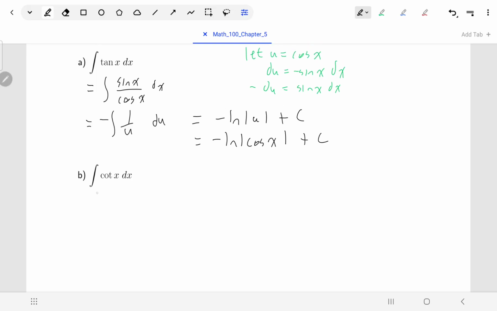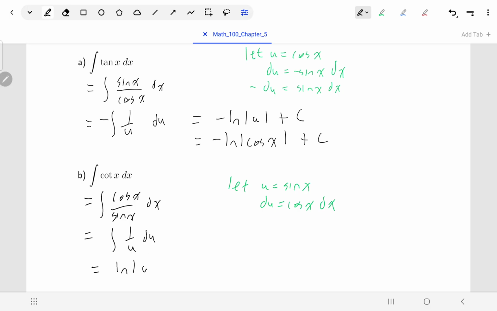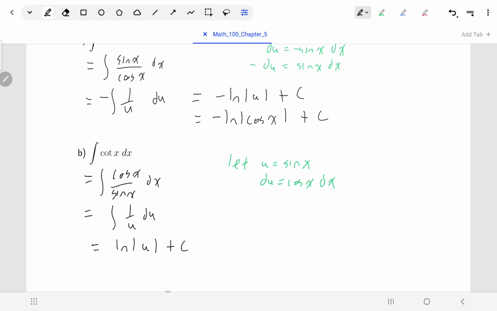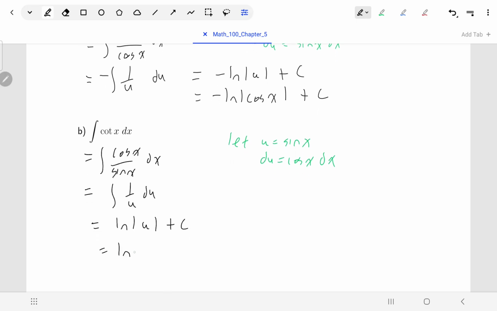Okay, cotangent, we're going to do much the same, except in this case it would be cosine over sine. And we're going to have an easier time here even because when we are letting u be sine, then du is exactly what we have in the numerator already, cos x dx, which means that our integral is going to change into just 1 over u du. And so we'll have natural log of absolute value of u plus c, or in other words, we'll have natural log of sine of x.